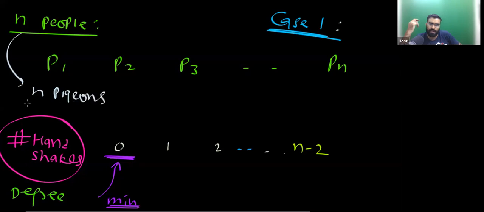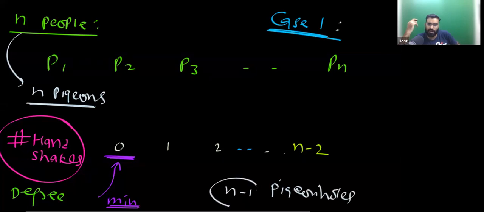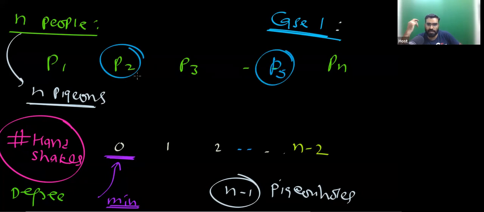How many pigeons? N pigeons. How many pigeonholes? N minus 1 pigeonholes. N pigeons, n minus 1 pigeonholes. So can I guarantee that at least 2 people will have the same number of handshakes?